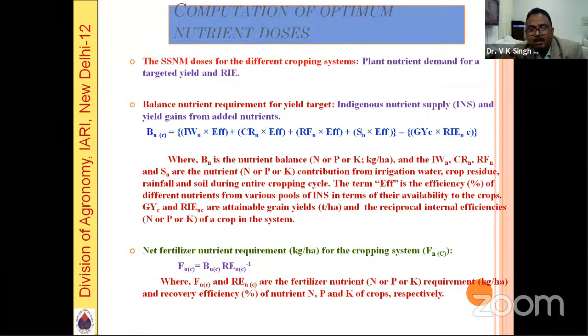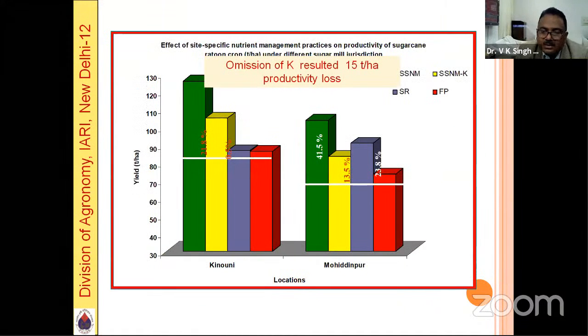So multiplying by those RIE, for example, earlier I showed 7 ton was the target. So 7 ton multiplied by this RIE, you can work out the total nutrient demand. And from the total nutrient demand, how much is coming from your indigenous nutrient supplying capacity, I told you those are the sources we also accounted for. Once you subtract the indigenous nutrient supply from the total nutrient requirement, you can work out the actual nutrient requirement. And this approach I tested in sugar mill areas of Western UP, several sugar mills, but I'm just putting Kinoni and Mohiddinpur. And you see this much yield gain was there.